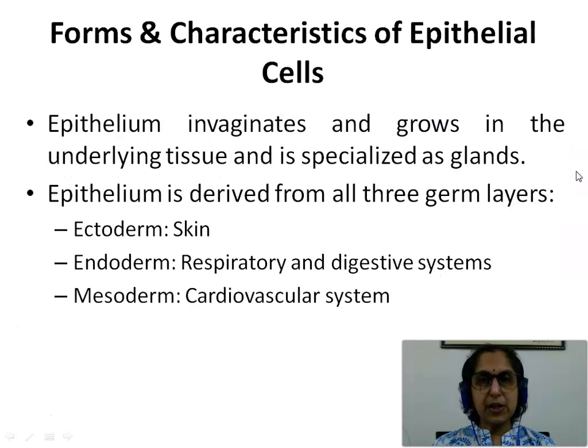Epithelium invaginates and grows in the underlying tissue and is specialized as glands. Epithelium is derived from all the 3 germ layers. The ectoderm giving rise to the epithelium of the skin, that is the epidermis. Endoderm gives rise to the lining epithelium of the respiratory and the digestive systems, and mesoderm gives rise to the cardiovascular system.